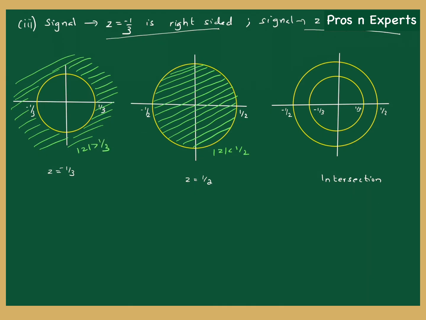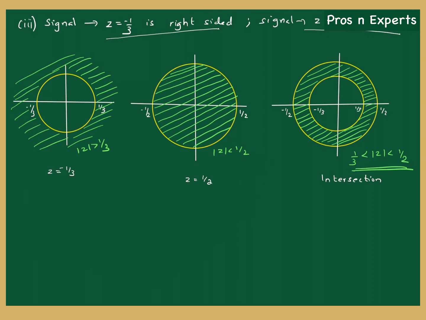Now, for the total term, what is the intersection of these two ROCs? What will be the intersection? The intersection will be mod z greater than 1 by 3 but mod z less than half. That means this circular strip. Okay, this circular strip will be the intersection. We can write it as 1 by 3 less than mod z less than half. This is the intersection. Okay, so this is the total ROC.